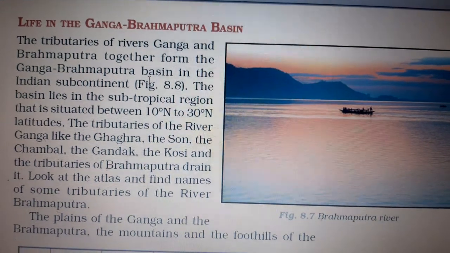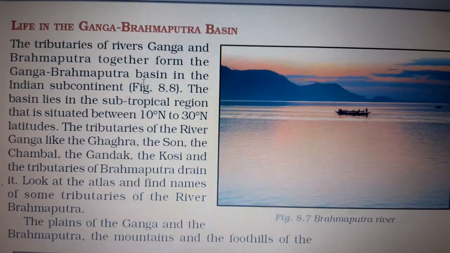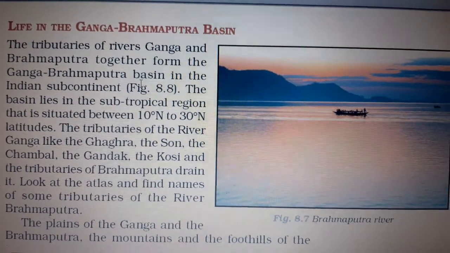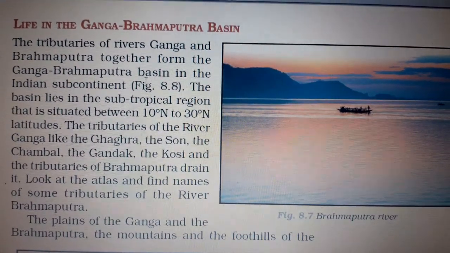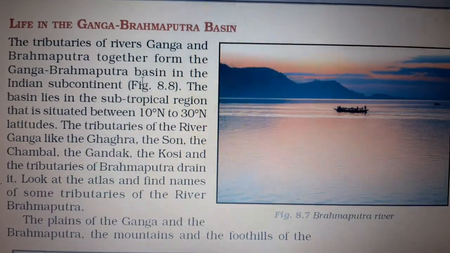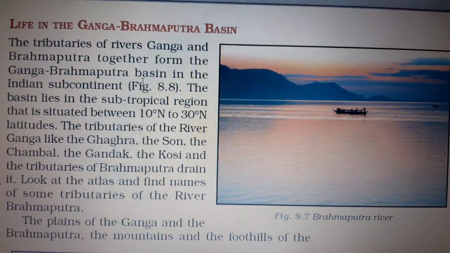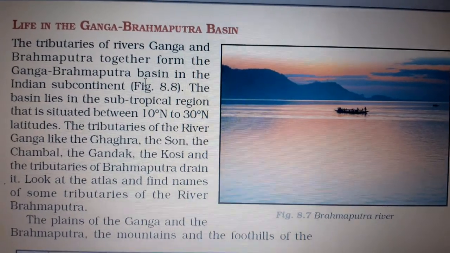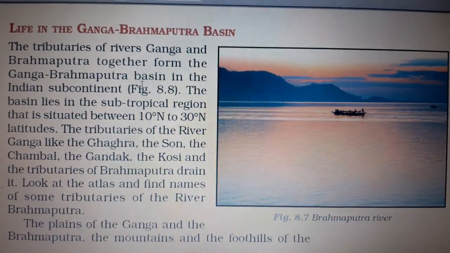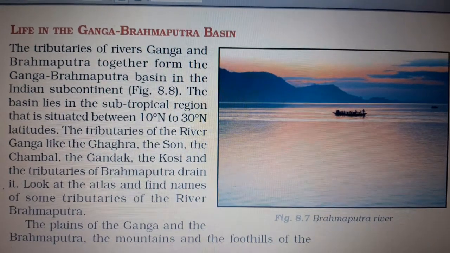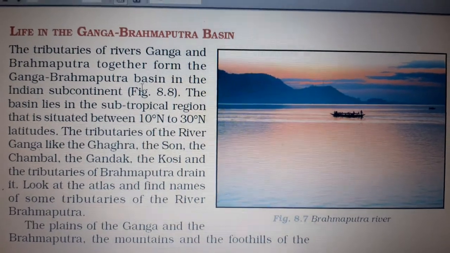The tributaries. What do you mean by tributaries? I already told you the meaning of tribute, when we give something. So the small rivers give their water to the large rivers. That means they are the tribute themselves to the large river, and those rivers are considered to be the tributaries. Tributaries of river Ganga and Brahmaputra together form the Ganga Brahmaputra basin, because the Ganga and Brahmaputra are two separate rivers. So when they met together, they are considered to be the Ganga Brahmaputra basin in the Indian subcontinent.